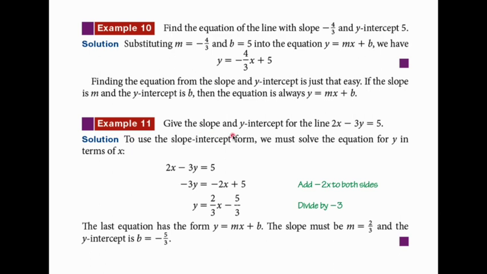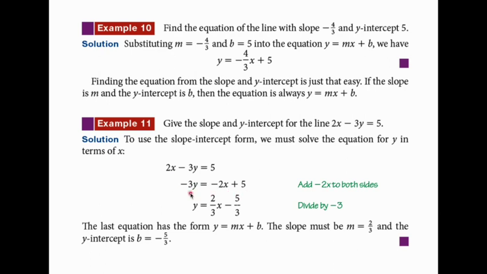We're asked to find the slope and y-intercept of a line, but it's not given in slope-intercept form. When we're looking at slope-intercept form, it's easy to quickly identify what the slope and the y-intercept are. The slope is whatever is in front of the x, and the b is the constant. So to identify the slope and the y-intercept, we are going to solve this equation for y and put it in slope-intercept form. So we have 2x minus 3y is equal to 5. To solve for y, I need to first get rid of this term with the x in it. So I'm going to subtract 2x from both sides.